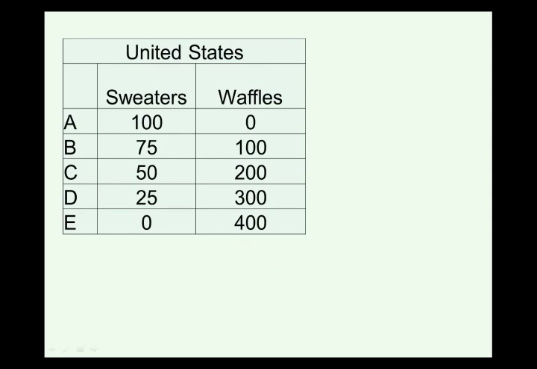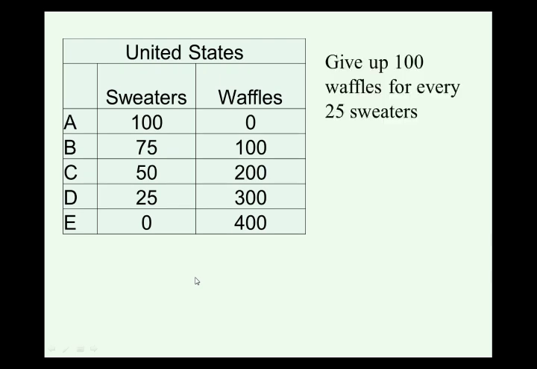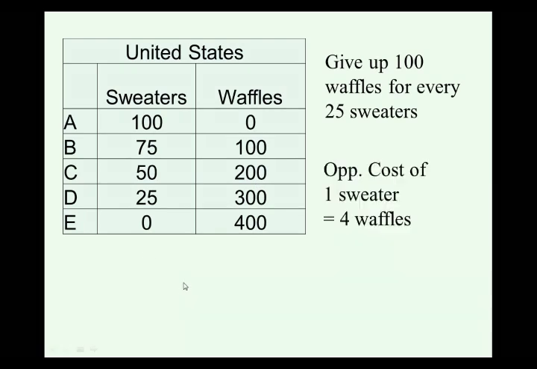So here I have the United States, and you can see if we produce 0 waffles, with 1 labor hour totally devoted to sweaters, we have 100 sweaters, and so forth. As we start to produce more waffles with our labor hour, we can produce fewer and fewer sweaters. To make things simple, there's a constant ratio for the trade-off between sweaters and waffles in the United States. Every 100 waffles costs 25 sweaters in terms of production. So in other words, the opportunity cost of 1 sweater is in fact 4 waffles.